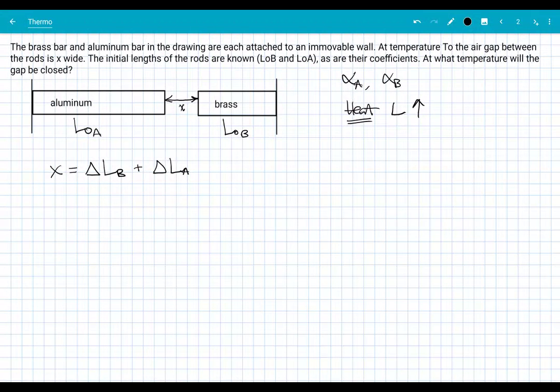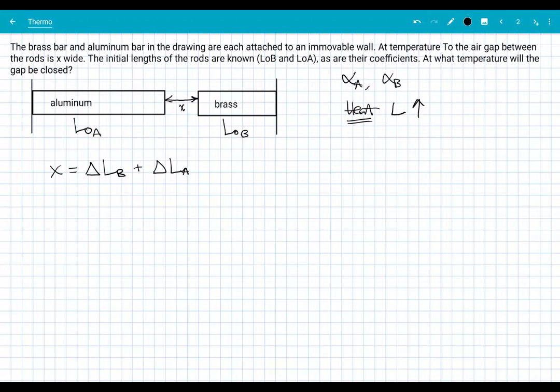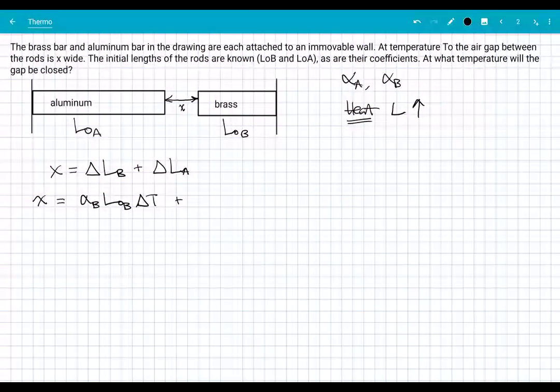It's not going to be half and half, right? Because they're going to expand at different rates with respect to temperature. But I know that the sum of those two expansions should fill in the gap X. So with that, we can flesh this out a little bit using our thermal expansion equations here. For brass, I have the coefficient for brass times the initial length of brass, delta T, plus coefficient for aluminum, initial length of aluminum, times delta T.